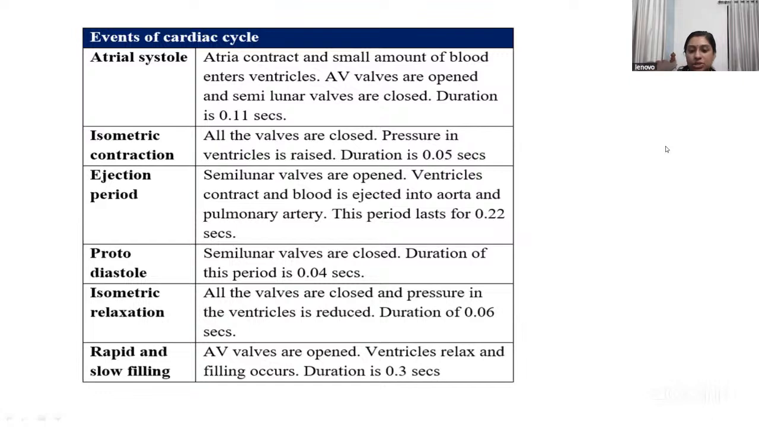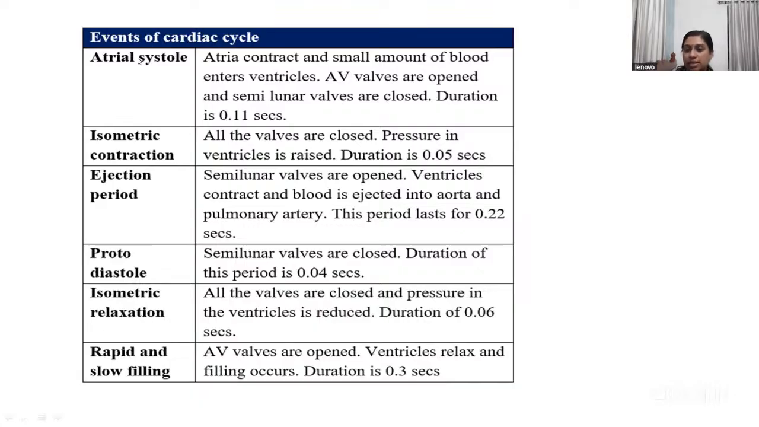Now, these are the events of the cardiac cycle. Some points you have to note. The first event in the cardiac cycle is the atrial systole, that is atrial contraction. Systole means contraction. Initially, some amount of blood is already present in the ventricles without any contraction. For additional pumping, the atria contract and a small amount of blood enters the ventricle. For the blood to enter the ventricle, the AV valves have to be opened. So AV valves are open and semilunar valves are closed.